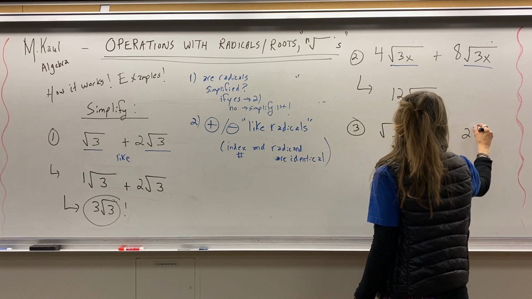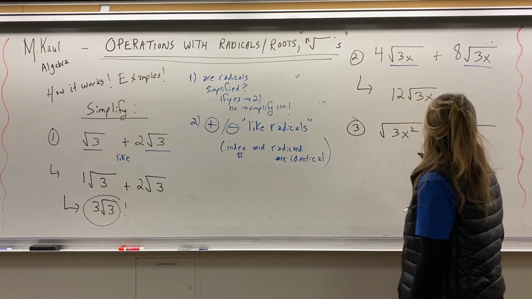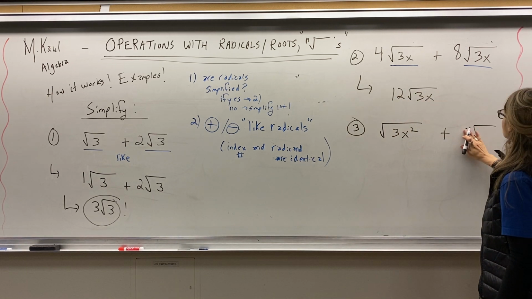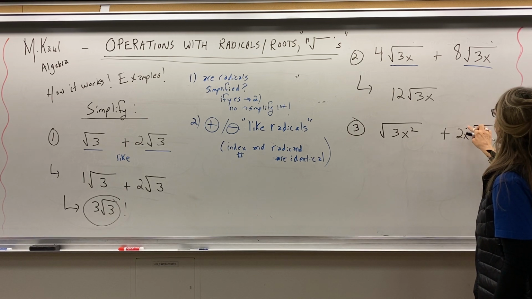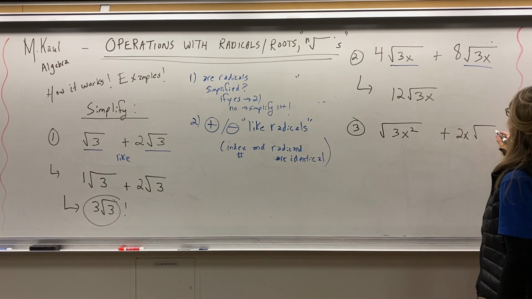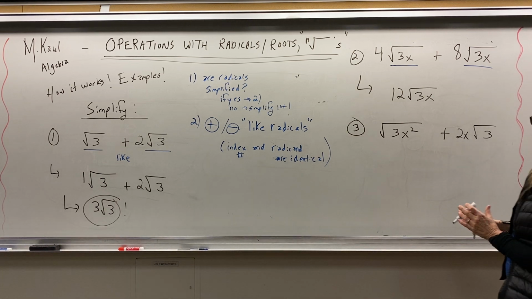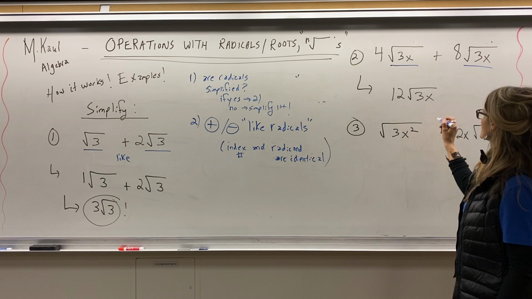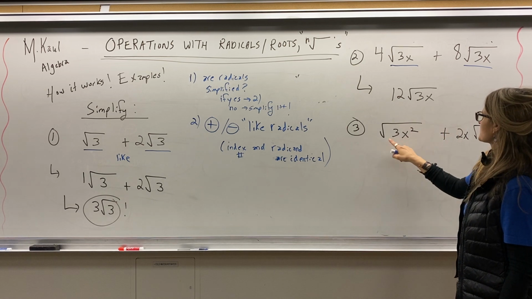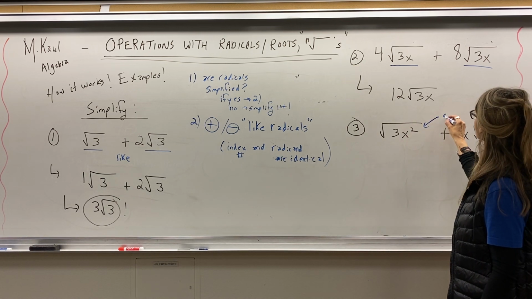plus 2x square root of 3. Okay, these don't look like they're the same here, do they? Okay. So what I will have to do is, this to me looks fishy because I see that I have an x squared under the root, so I want to simplify this first.